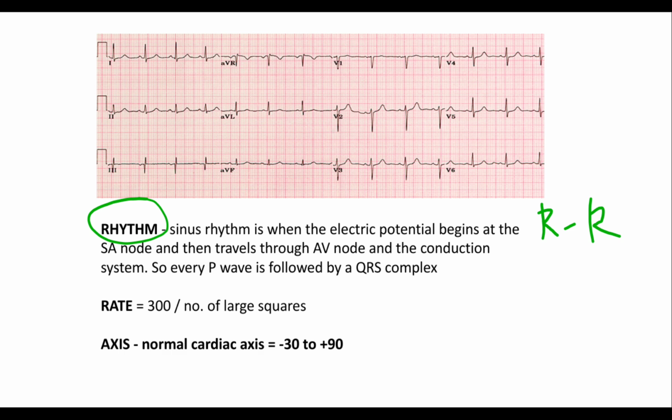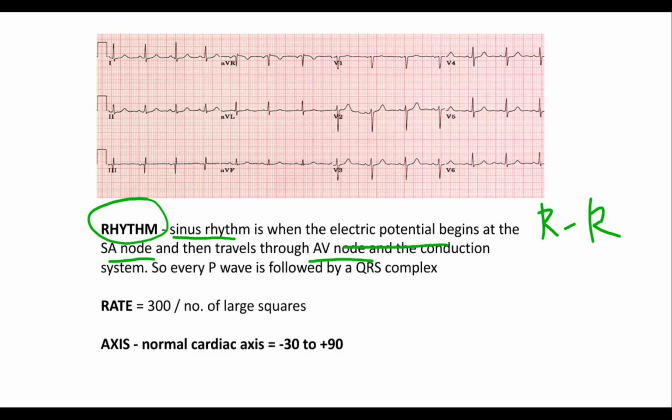Now, what is sinus rhythm? Sinus rhythm means the electrical potential begins at the SA node and then travels through the AV node and the conduction pathway as usual, the right and left bundles and the Purkinje fibers, and then to the ventricular wall. This is the normal conduction mechanism. If it follows the normal conduction mechanism, it's called normal sinus rhythm. That you can see from the RR intervals.